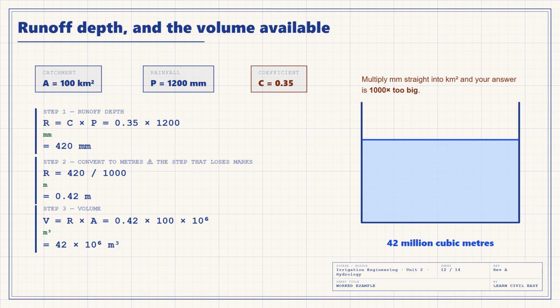Step 2, and this is the step that people lose the mark on: convert that depth into meters. 420 millimeters is 0.42 meters. Step 3, the volume, depth times area. 0.42 meters times 100 million square meters gives 42 million cubic meters of water. Notice what happened at step 2. If you multiply millimeters straight into square kilometers, you will get an answer 1,000 times too big. Write the conversion on its own line every single time.